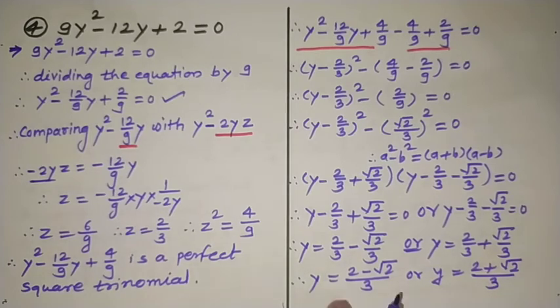Here 2 minus root 2 upon 3 and 2 plus root 2 upon 3 are the roots of the given quadratic equation.